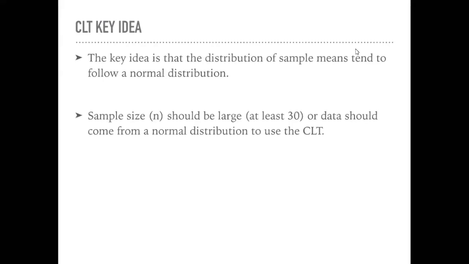Now, for this to work, our sample size n needs to be large, so at least 30, or the original data that we were collecting from has to come from a normal distribution. So those are two things we've got to keep in mind. And also, when we're doing our sampling, we're sampling with replacement. Sampling with replacement means that it's okay if two of you collect the same sample. It's like when you're drawing names out of a hat and you draw a name, read it, then put it back in before you draw the next name. That's sampling with replacement, so it's okay if the same thing is sampled more than once.